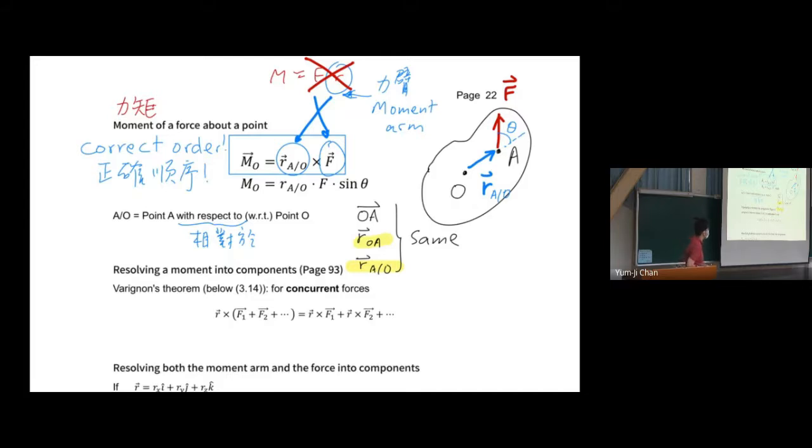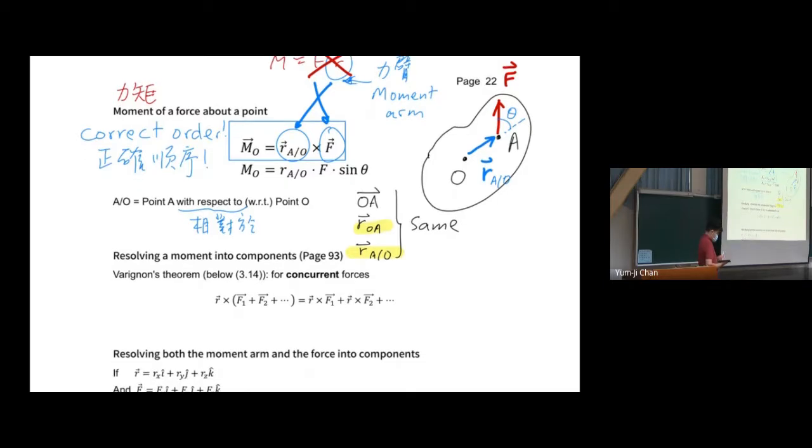Now, the next thing is adding moments together, or adding forces together. I think this sounds reasonable. R cross the sum of F1, F2, up to Fn is equal to R cross F1 plus R cross F2, and so on. Now, the only thing to notice is that this only applies to concurrent forces. Concurrent forces are forces that go through the same point.